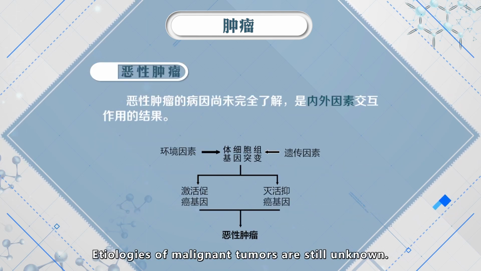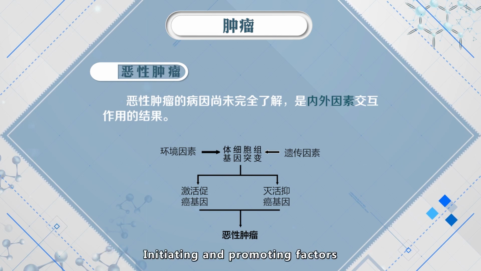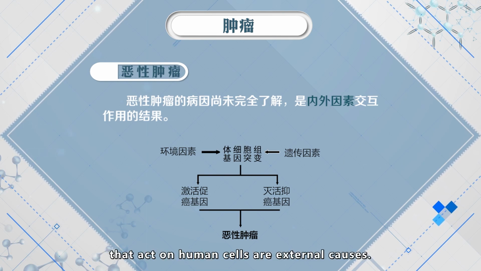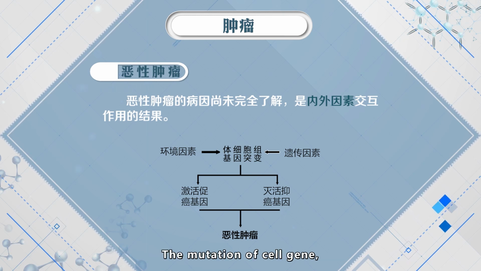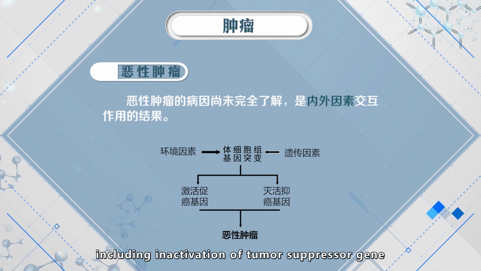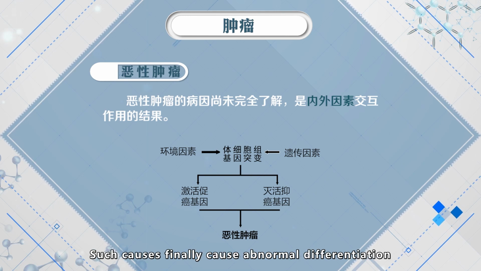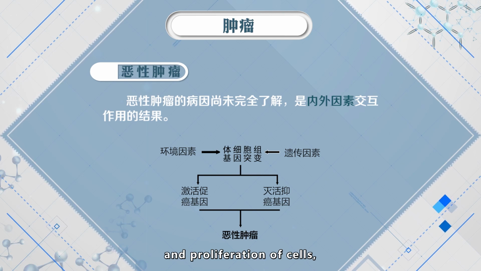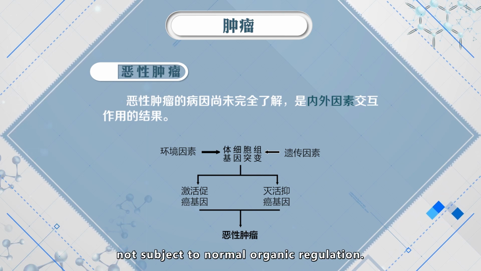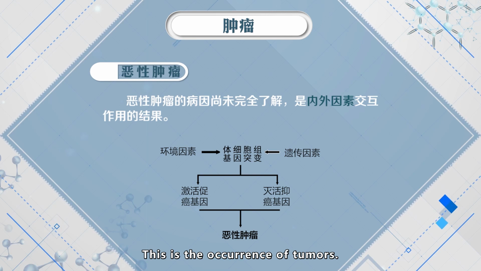Etiologies of malignant tumors are still unknown. Initiating and promoting factors that act on human cells are external causes. The mutation of cell gene, including inactivation of tumor suppressor gene and activation of proto-oncogene, is the internal cause. Such causes finally cause abnormal differentiation and proliferation of cells, not subject to normal regulation. This is the occurrence of tumor.